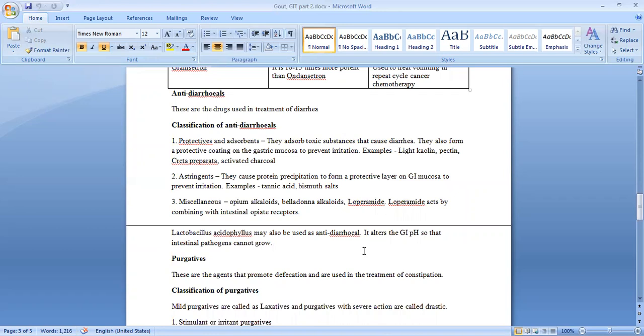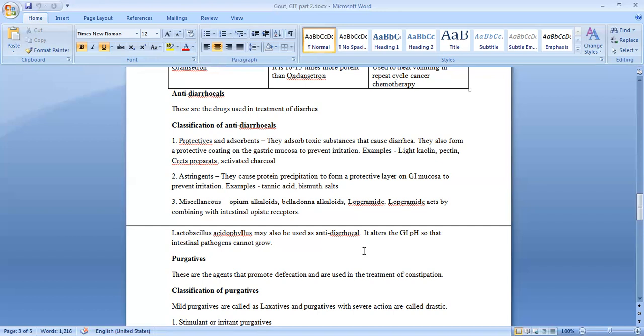And the second thing is, whenever somebody has diarrhea, the gastric mucosa has been severely irritated. So these drugs have protective action. They will form a coat on the gastric mucosa so that it does not get further irritated. Compounds like light kaolin, pectin, prepared chalk, and activated charcoal have this protective and adsorbent property. They were widely used in the past, but now because we have better molecules available, these compounds are not used so often.